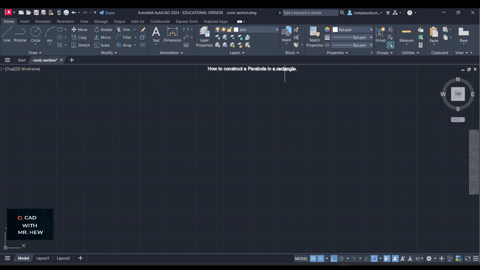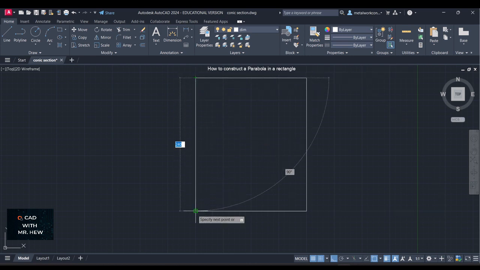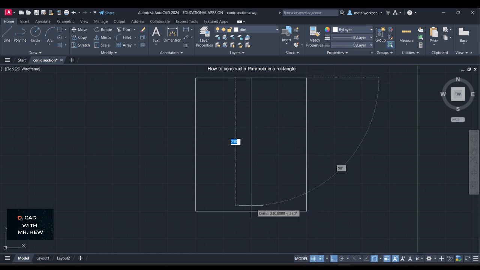The first thing that we would need to do is to draw the rectangle. So we'll use our line command, there, there, there, there, there. All right. Next thing we're gonna do, I'm gonna draw the center line for the rectangle.